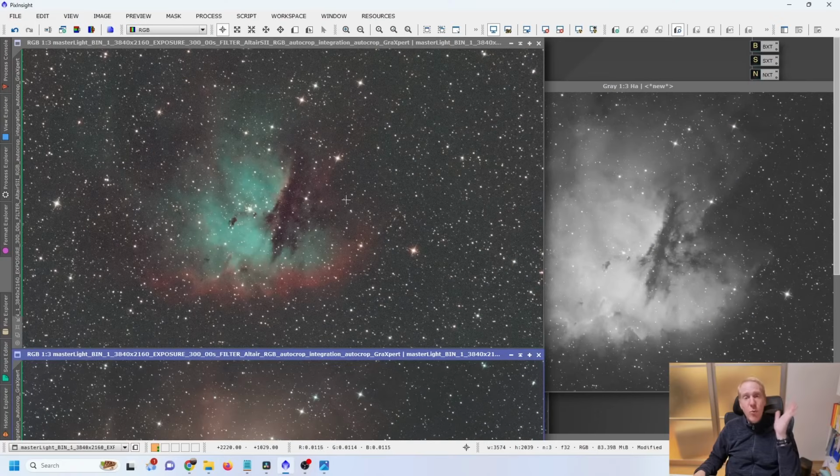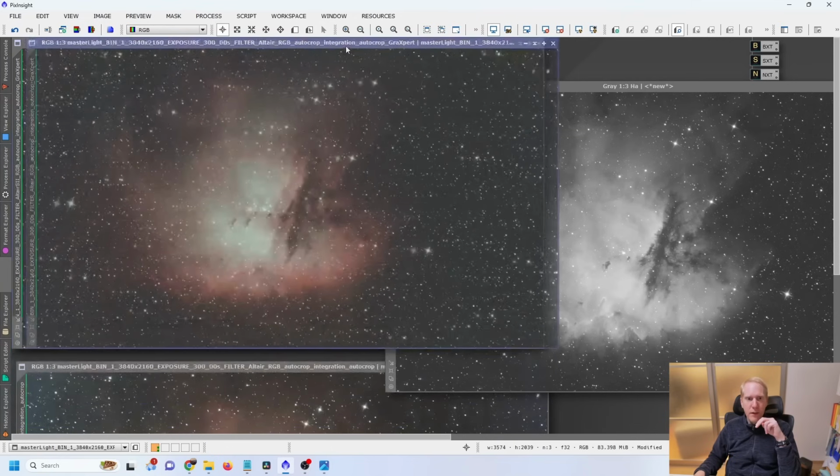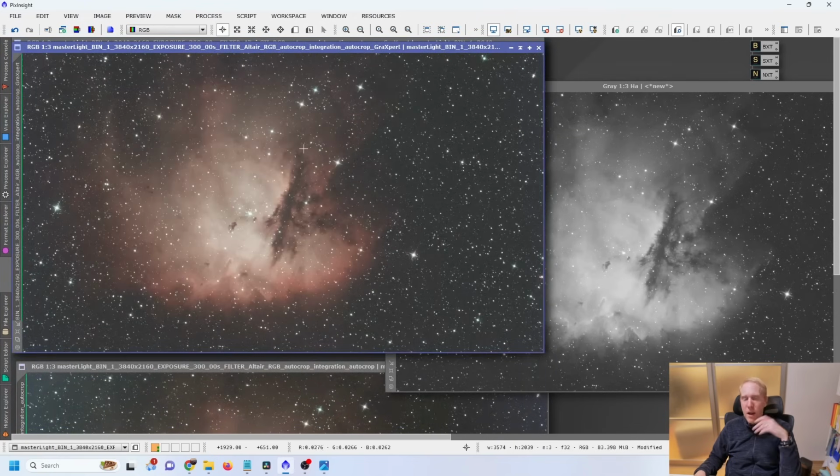But anyway, let's get back to those dual band filters, which I've reviewed on the channel before. There is a very interesting phenomenon that will happen with those filters. You can see right now I am in PixInsight, and I have here the result of an exposure using the sulfur 2 oxygen 3 filter, so two bands, sulfur 2 and oxygen 3. Then I have another one that uses H-alpha and oxygen 3.